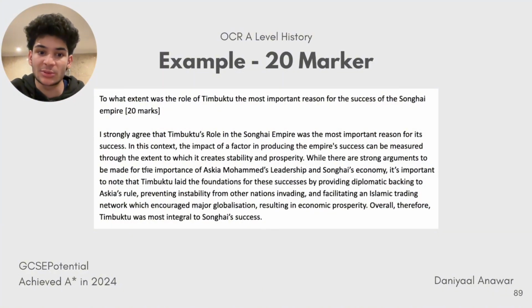While there are strong arguments to be made for the importance of Askia Muhammad's leadership and Songhai's economy, it is important to note that Timbuktu laid the foundations for these successes by providing diplomatic backing to Askia's rule, preventing instability from other nations invading, and facilitating an Islamic trading network which encouraged globalization, resulting in economic prosperity. That was a long sentence. But basically, I laid out the other two factors, and I said why Timbuktu's role in the Songhai Empire is the most important. So I made my first factor, mentioned the other two, but mine was the most important. I gave my overall point, and later on I'm going to go into them.